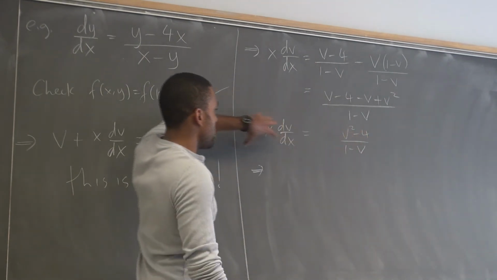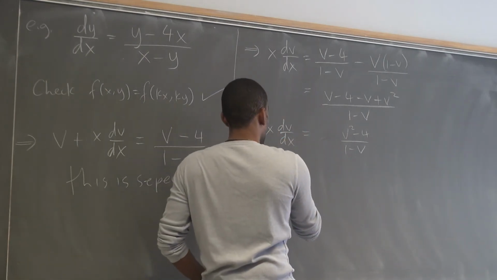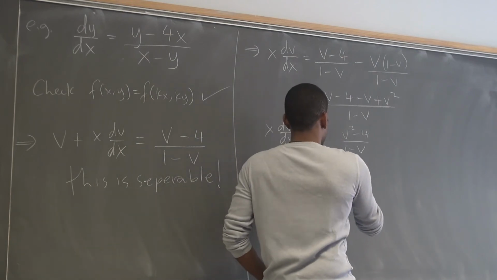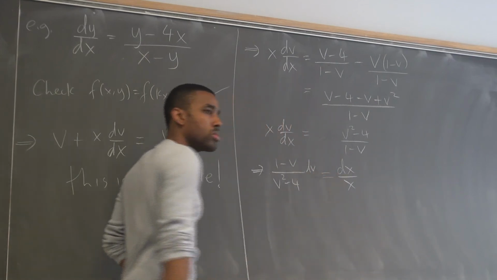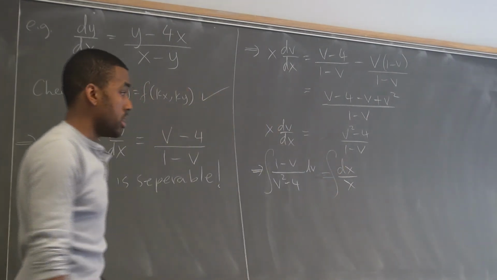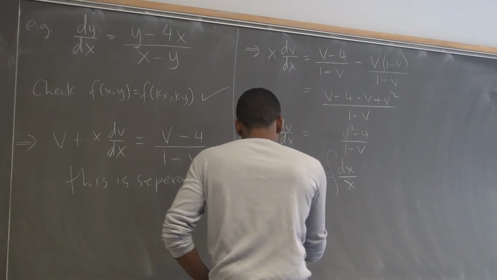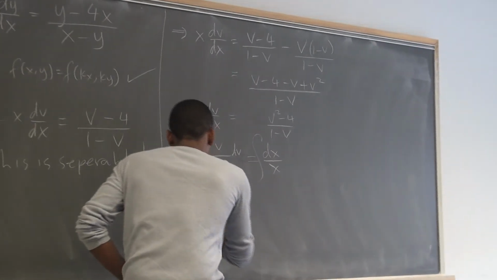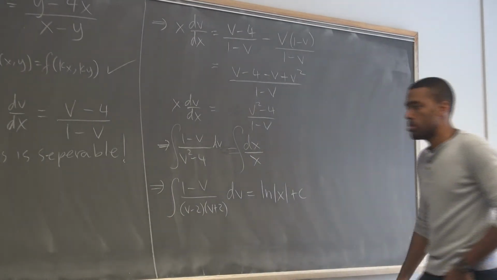Then I can divide by this to move it over here, and divide by x and multiply by dx to move that over there. I would end up with 1 minus v over v squared minus 4 is equal to dx over x. And it is then separable. I've separated the variables. I would integrate this guy and integrate that guy. Turns out that this guy, partial fractions.